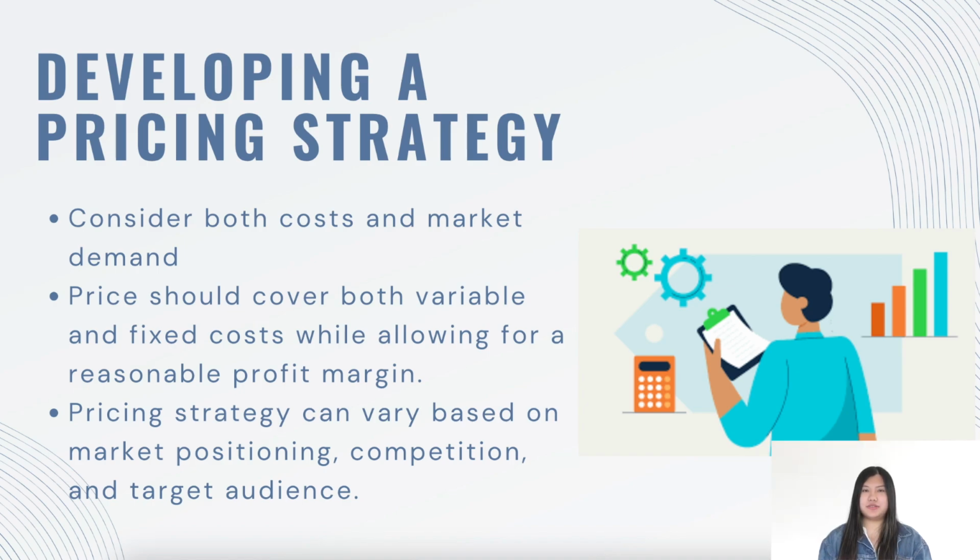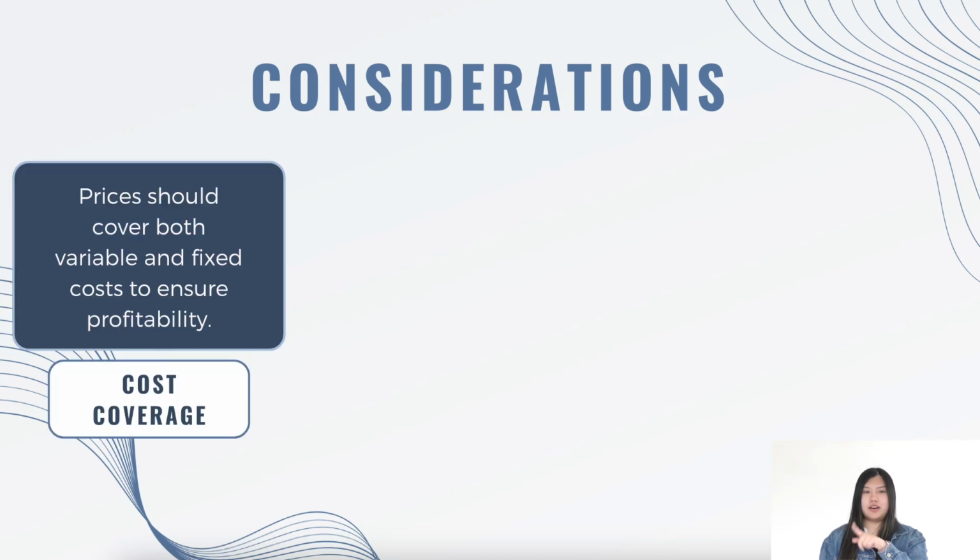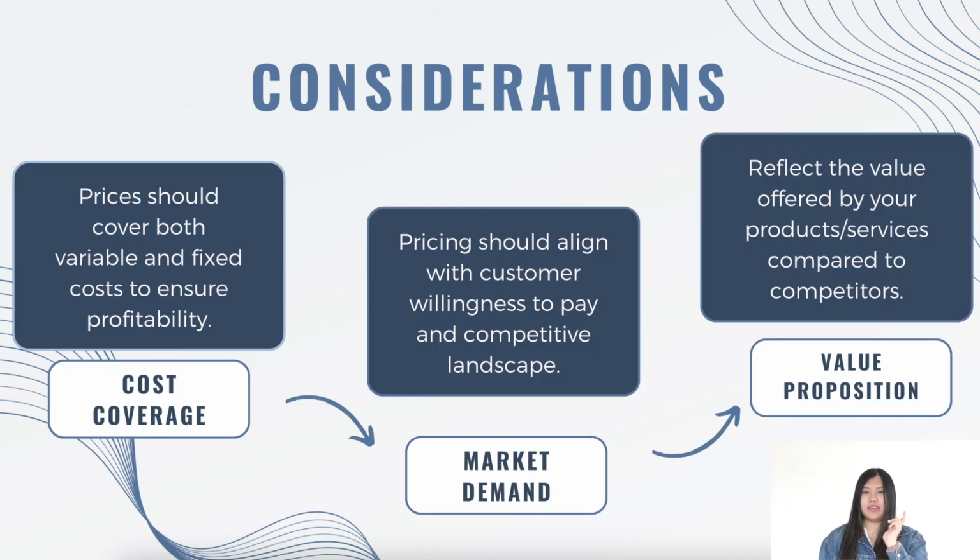Let's talk about the consideration part of it. There are three considerations: 1, cost coverage, 2, market demand, and 3, value proposition. So on the left side, which is cost coverage, what is it? Prices should cover both variable and fixed costs to ensure profitability.